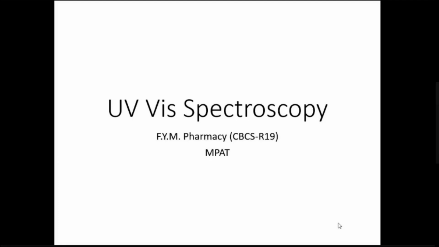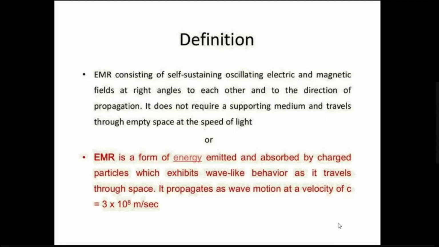UV visible, IR, NMR, these all are spectroscopic methods. Now, what is spectroscopy? It involves matter and it involves electromagnetic radiation. Electromagnetic radiation consists of self-sustaining, oscillating electric and magnetic fields at right angles to each other and to the direction of propagation. It does not require a support medium and travels through empty space at the speed of light. This is the definition of electromagnetic radiation with respect to what it consists of.